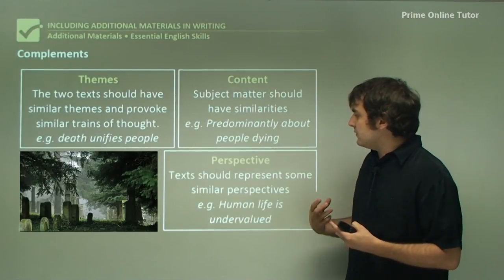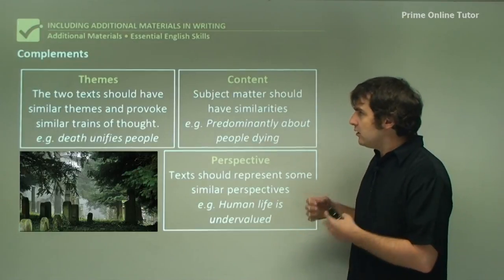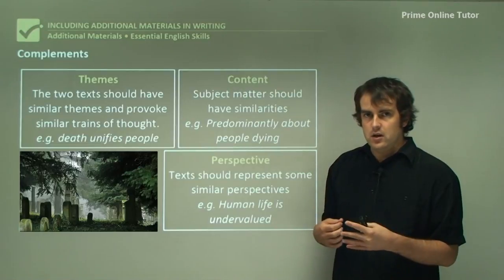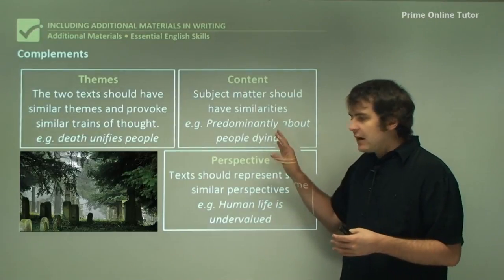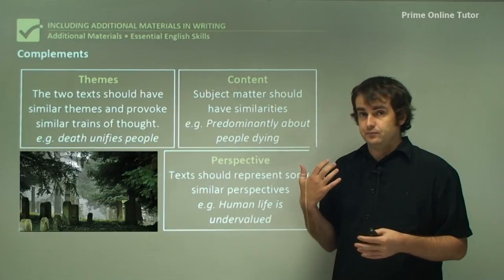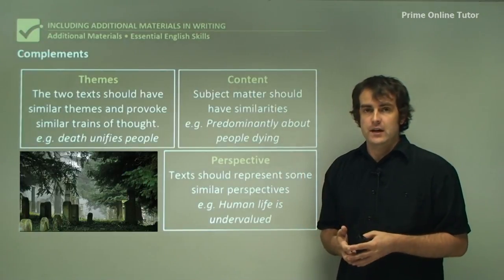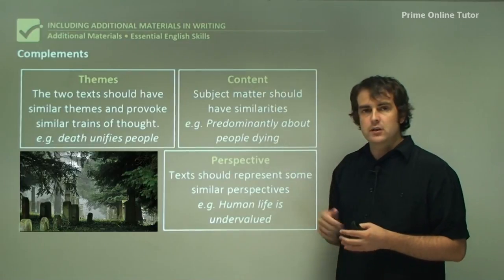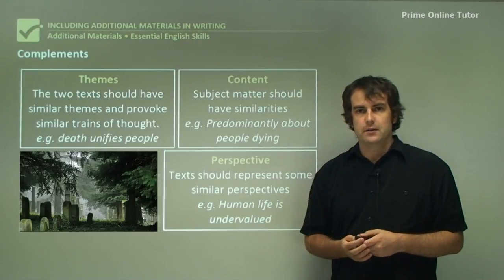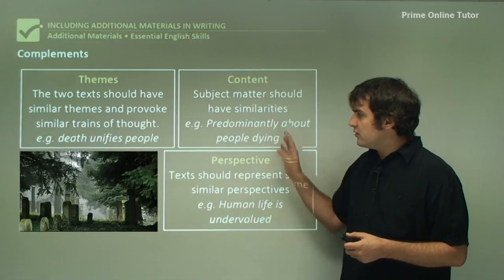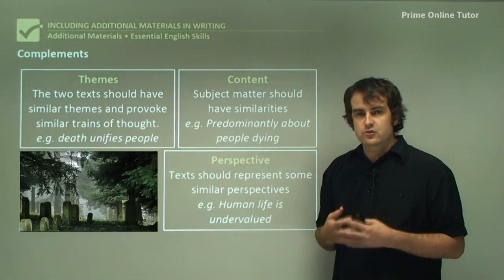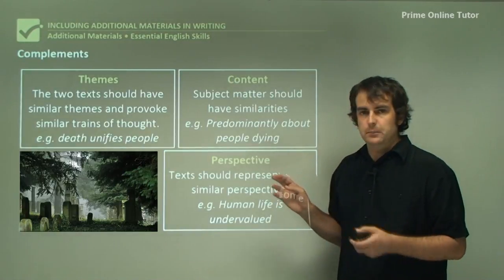And finally, perspective. As I mentioned before, there should be a lot of similarities in perspectives. Human life is undervalued, something along those lines. Now, if you have enough similarities in these things, it means that you can build upon what you've established with your prescribed text. All of these things are going to be similar enough that you don't have to completely start again, and you're able to use these things quite effectively. As long as those ideas come across quite strongly, then you've got something that's quite useful.